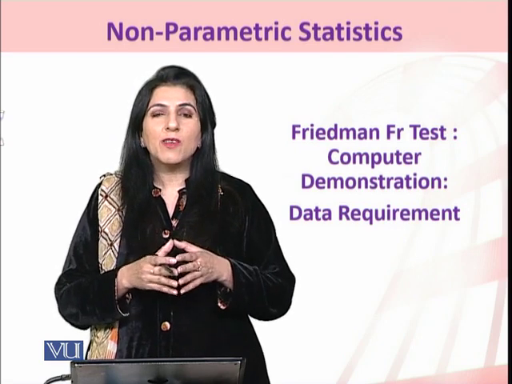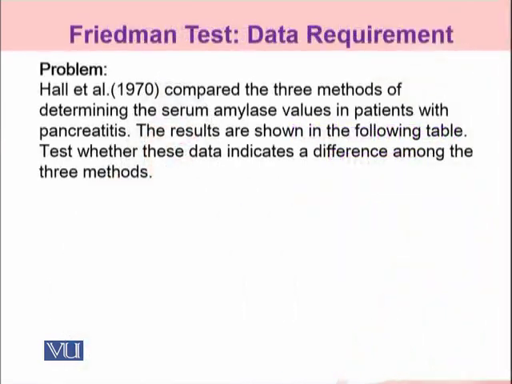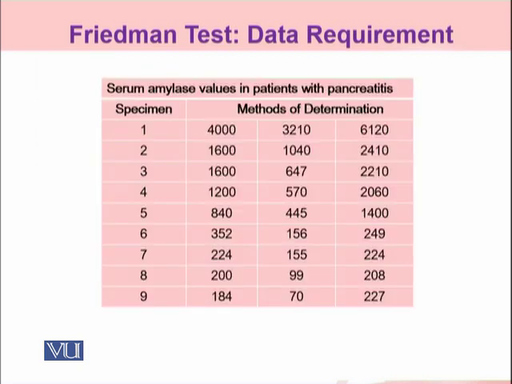So you will learn what type of data or variables are to be defined under SPSS. The problem at hand is a study conducted by Hall et al. in 1970, where they wanted to compare three methods of determining the serum amylase values in patients with pancreatitis. The results are shown, and we are required to test whether these data indicate a difference among the three methods. So students, the methods of determination are the three treatments being given to us, and the specimens are the blocks. There were 9 blocks in total, and 3 treatments to be compared with each other.